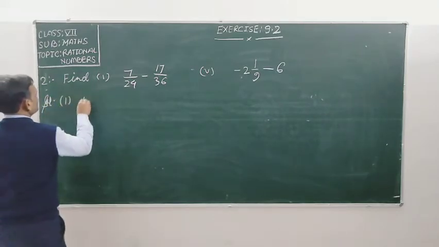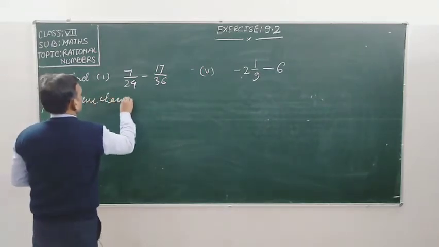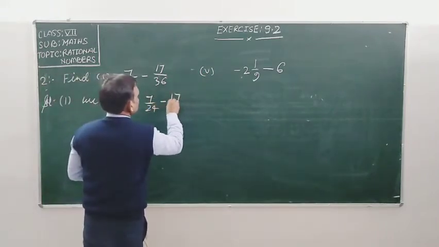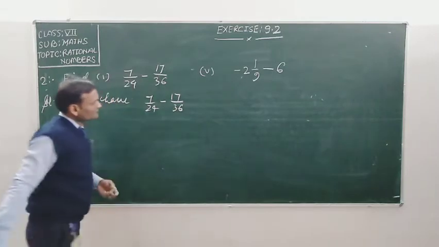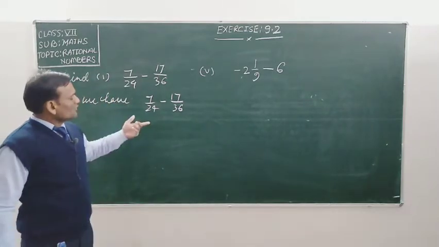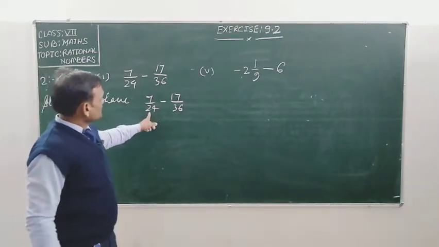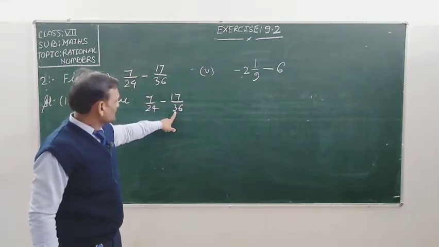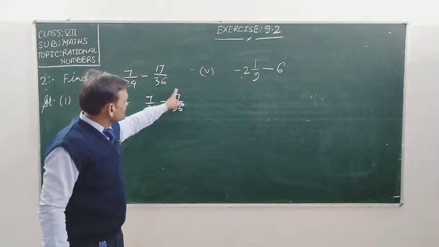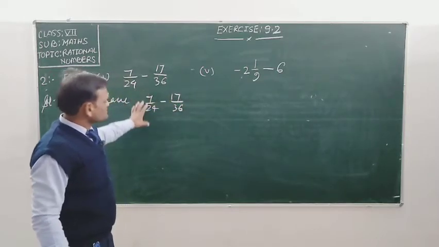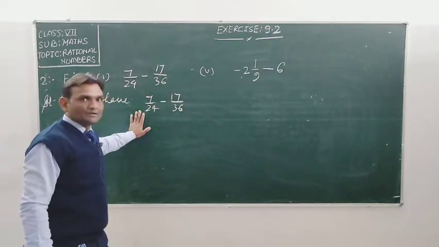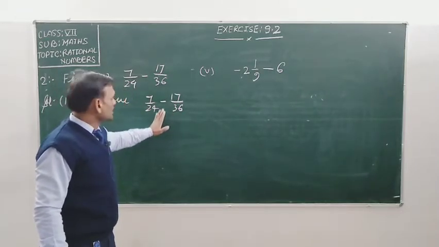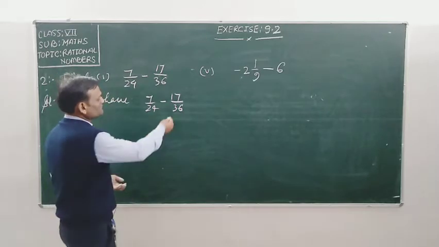Part first, we have 7 upon 24 minus 17 upon 36. So student, you are seeing here that the denominators are not the same. We need to subtract 17 upon 36 from 7 upon 24. So the denominators are not the same. So firstly we make the denominator the same. How is it possible, student? By cross multiplication.